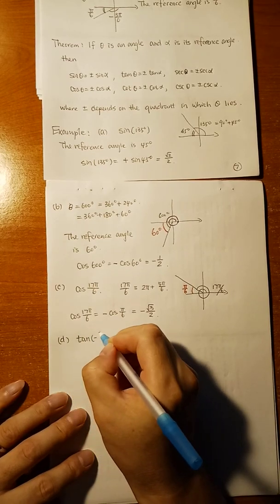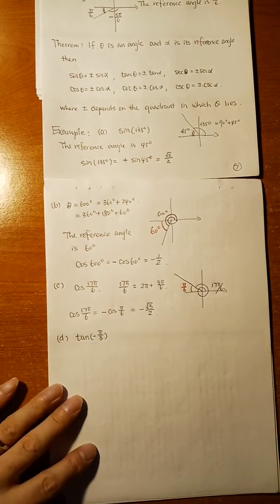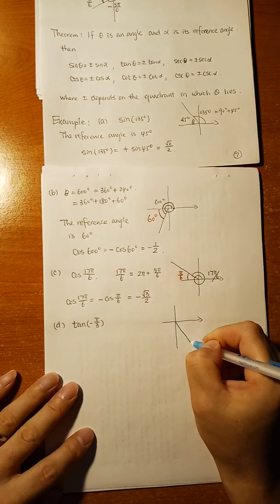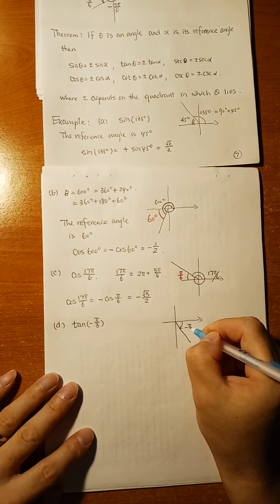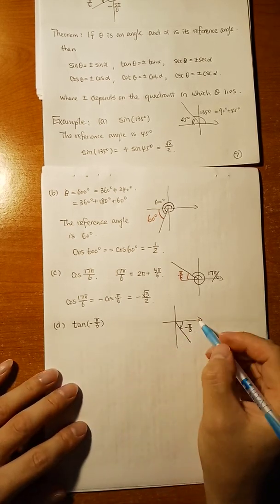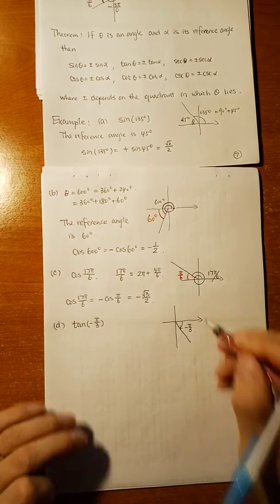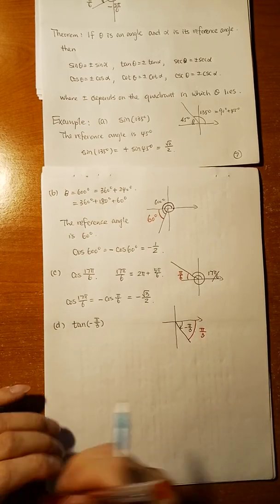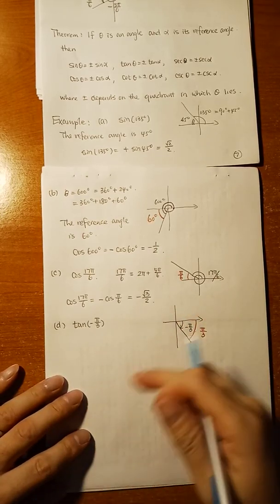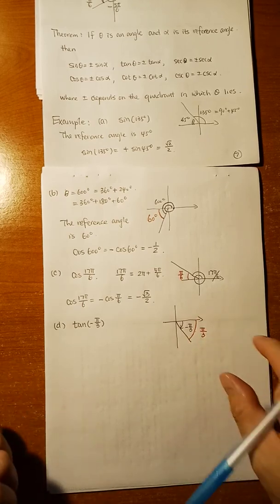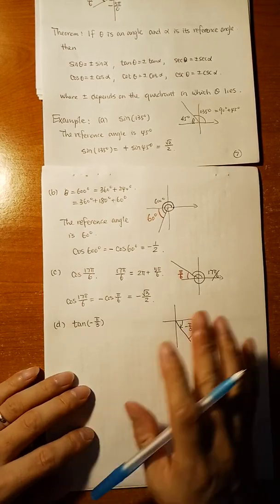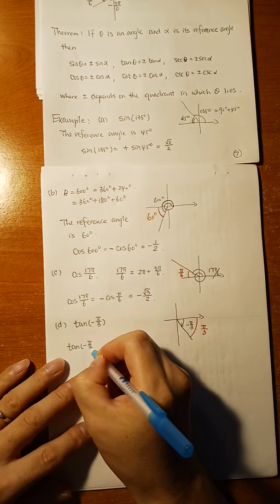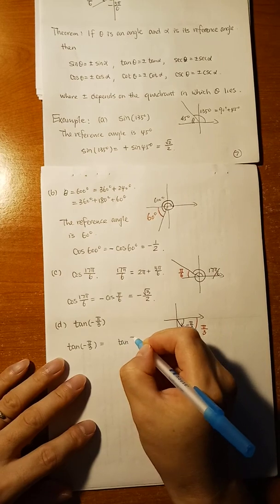Tangent of negative pi over 3. The reference angle is just pi over 3. You ignore the sign. You have a negative sign because the orientation is clockwise, but when you talk about the reference angle, you just consider the acute angle. It's always positive. So the tangent of negative pi over 3 is equal to tangent pi over 3.